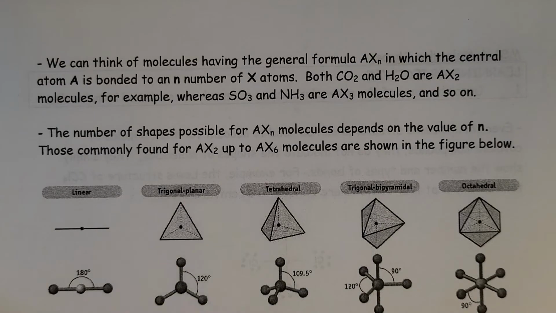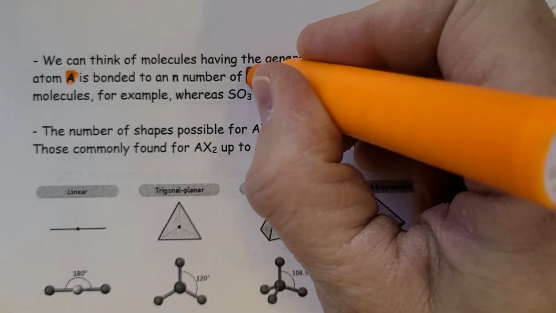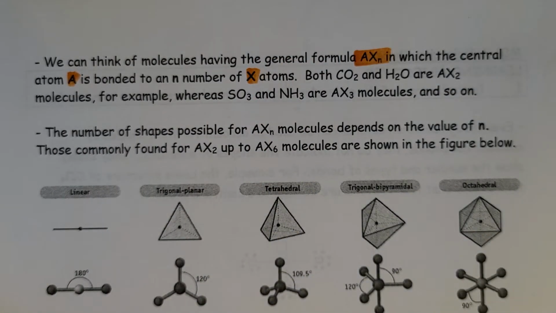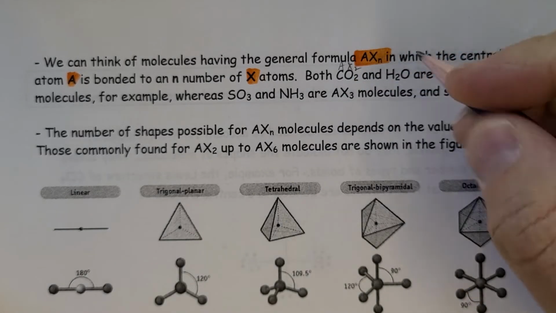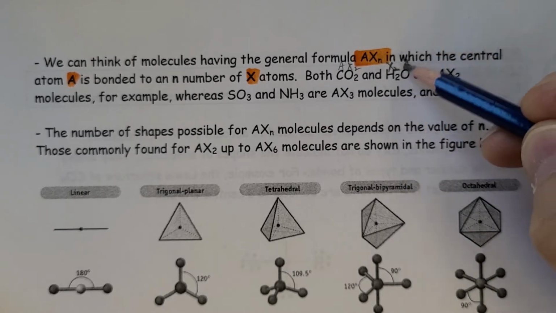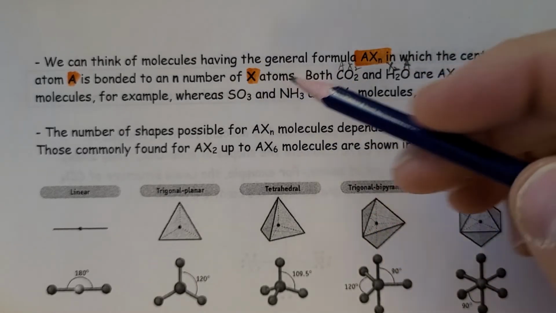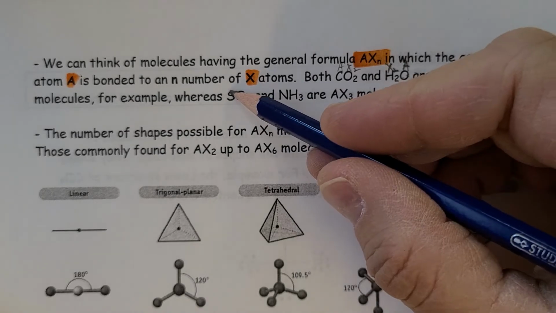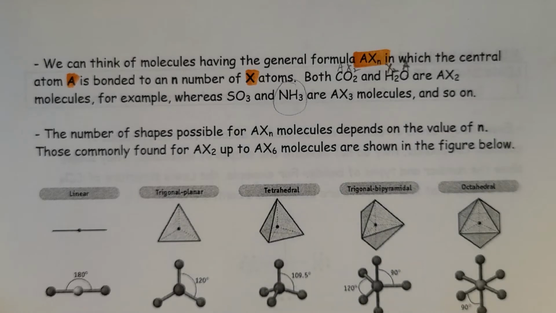So on the next page here, we can think of molecules as having the general formula AXn, where A is the central atom and the X atoms are the ones that are bonded to it. So for example, AX2 could be the CO2 molecule, or AX2 could be an H2O molecule, where A is the central atom, O, and the H's are attached. And then if we look at AX3 type molecules, we could be looking at sulfur trioxide or the ammonia molecule and so on. And you would have seen the shapes that are made by doing that little lab.